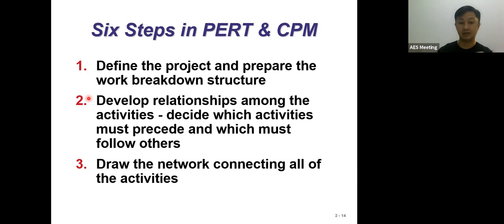Now, ladies and gentlemen, we need to draw the network. When drawing the network, this is a network that connects all the activities that we developed in step number 2, because in step number 2 we identified all the activities that need to follow the order. Therefore, once we know the relations between the activities, we are able to connect and link the activities in a diagram. That is what we call drawing the network. I will show you by example shortly.